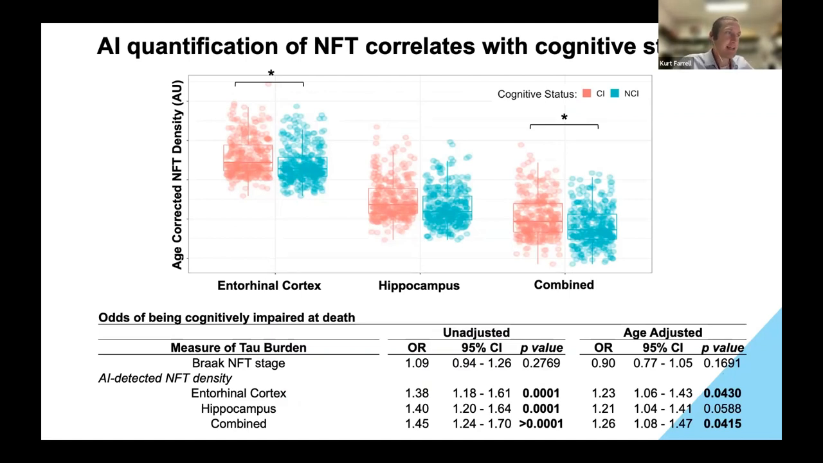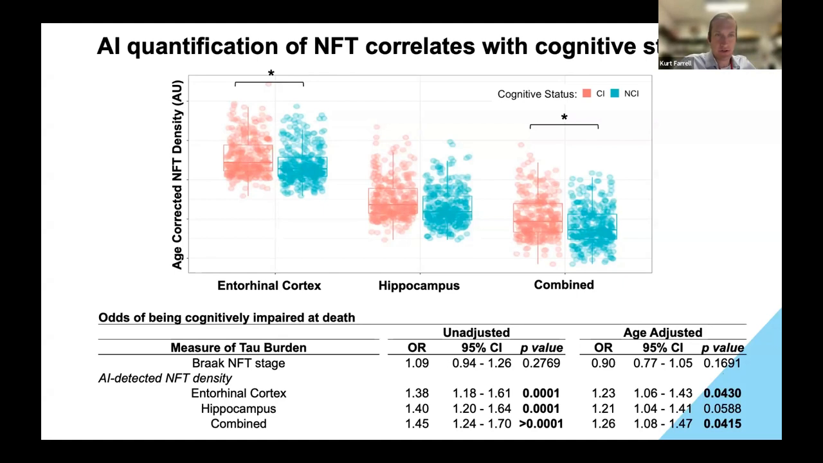But nonetheless, when you don't adjust for age, just using the BRAAK stage, this conventional approach of staging the tangles that you see in the brain, starting in the medial temporal lobe and moving out to the more cortical regions, there is no significant predictor of cognitive impairment if you just use that score. Using the unadjusted age AI detected neurofibrillary tangle densities in the entorhinal cortex, the hippocampus, and then what we're referring to as the combined, which is the sum of both sections, you're always seeing a significant predictor of cognitive impairment. So then going back and adjusting for age, BRAAK is better, but it's not significant at that point.